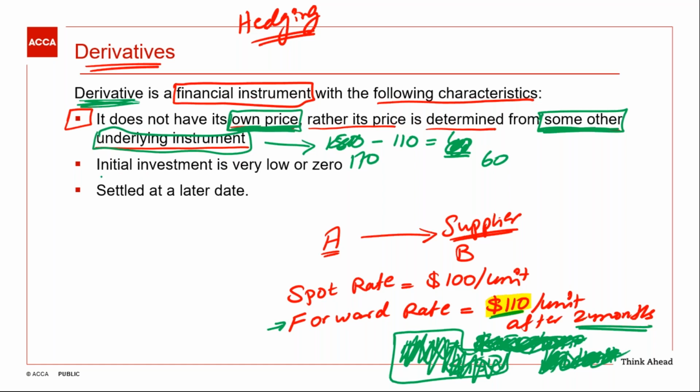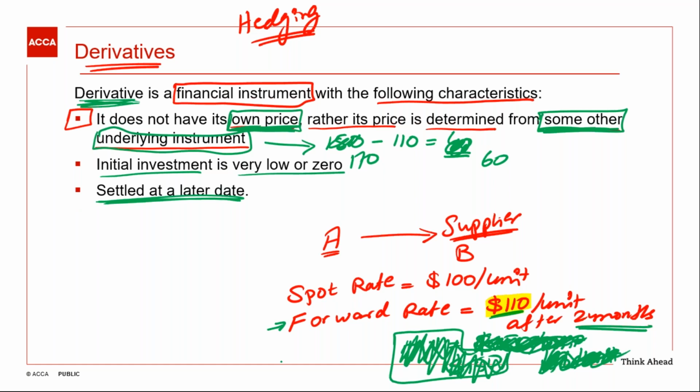Now, the second point is that the initial investment is very low or zero. This means the cost of entering into the derivative contract will either be very low or zero, and it will be settled at a later date.